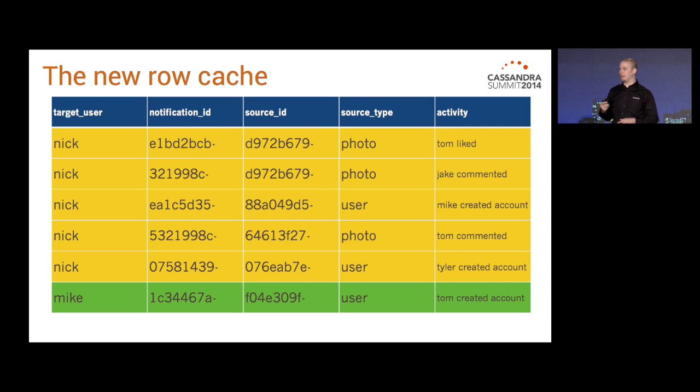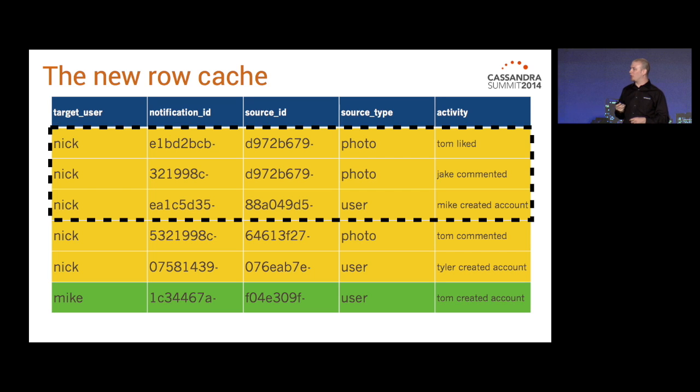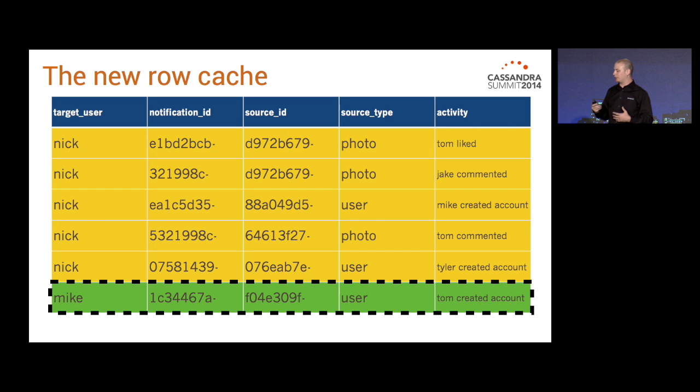So if I look at a couple partitions of data in this notifications table, I've got 5 rows in the Nick partition. I've got 1 row in the Mike partition. Mike doesn't have as many friends. But I've told it to cache 3 of these rows from each partition, so I'm going to cache the most recent ones for Nick and the most recent ones for Mike. And so that protects me from that pathological behavior of I had a larger partition than I expected, and now it's doing bad things to my heap.